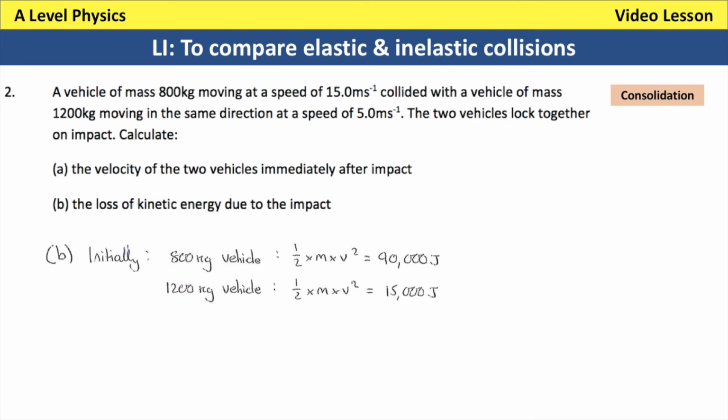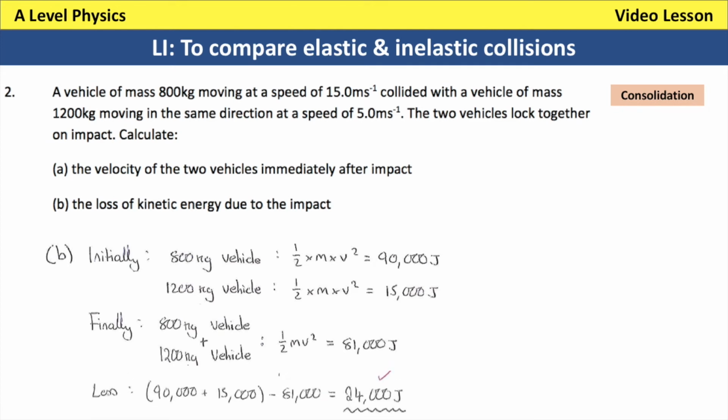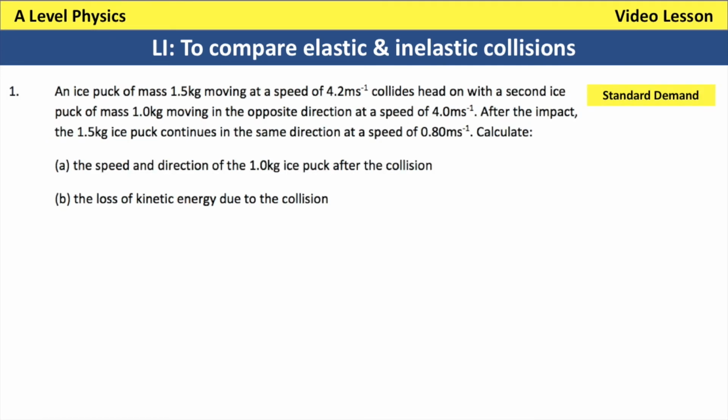We add those together, it gives us the total initial energy. We can then work out what the final kinetic energy is, bearing in mind that they are moving away at the same speed that we've just worked out, and obviously we're adding the masses together as well. So we do a half multiplied by 2,000 multiplied by the speed that we've just worked out squared, which comes out as 81,000. Therefore, the difference in those values is 24,000 joules, so the loss of kinetic energy is 24,000 joules. Standard demand question 1.